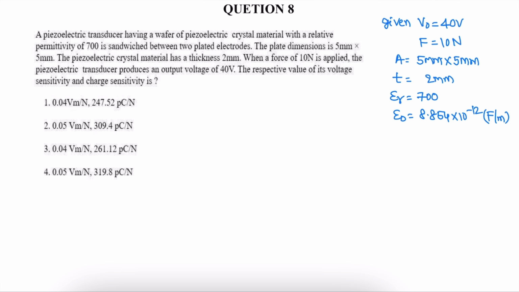They asked for the voltage sensitivity of the piezoelectric transducer. Voltage sensitivity G is output voltage V naught divided by thickness into pressure. Pressure is force per unit area: 10 newtons, area is 25 into 10 power minus 6. This is force per unit area, that is pressure. Next, voltage sensitivity G.